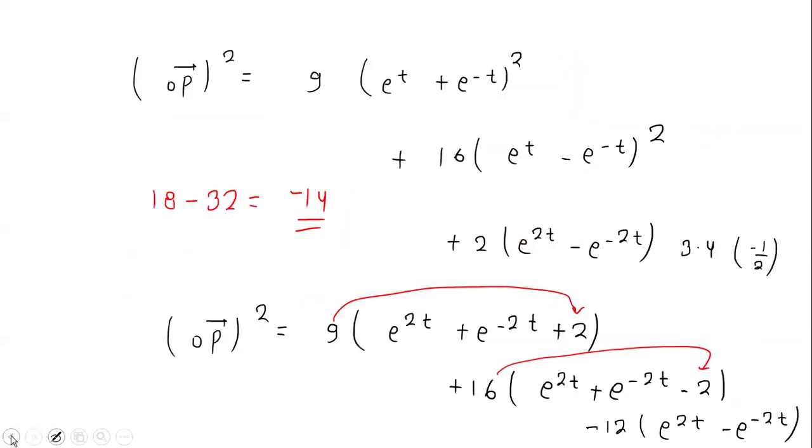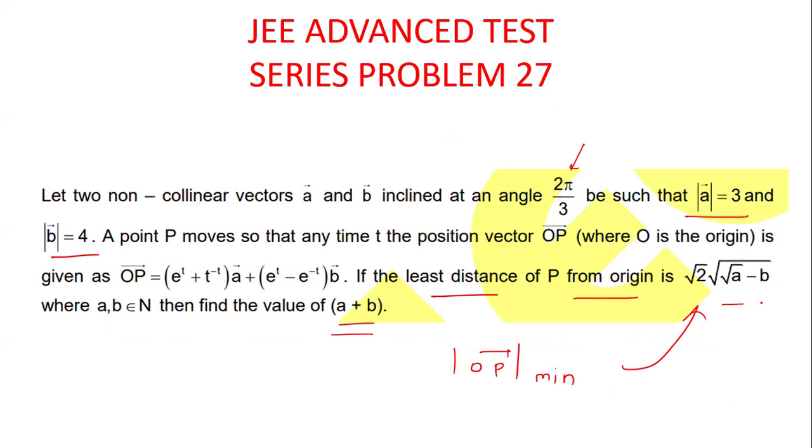So in this way we can solve this. So a plus b value is 488. So this is the final answer, and in this way we can solve.